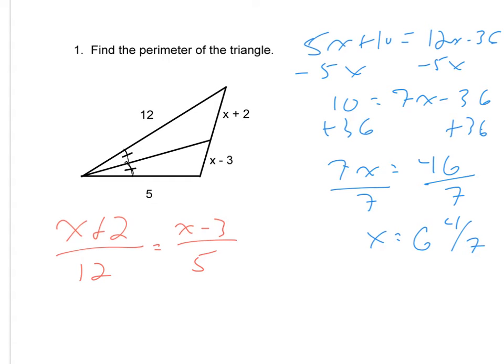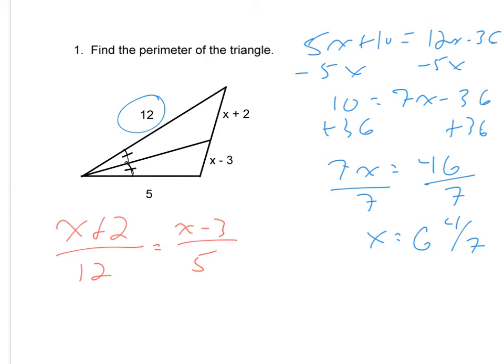Okay, you should have found that x is equal to 6 4/7 because we have 5x plus 10 is equal to 12x minus 36 when I cross multiply. I subtracted the 5x and I added the 36 to both sides. So I got 7x is equal to 46. I divided both sides by 7. Not nice, but hey, it's not too bad. X equals 6 4/7.